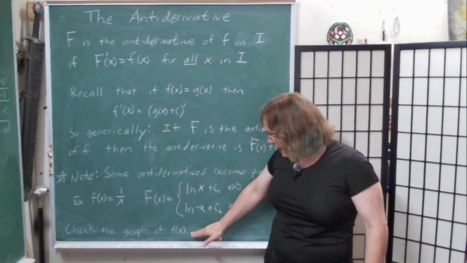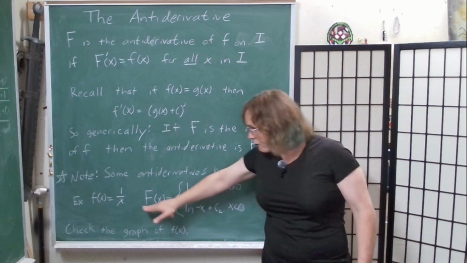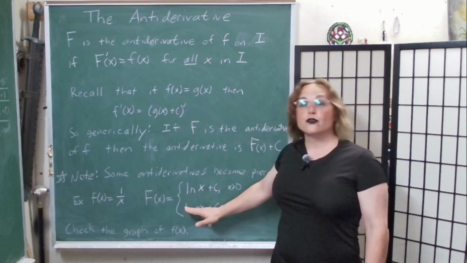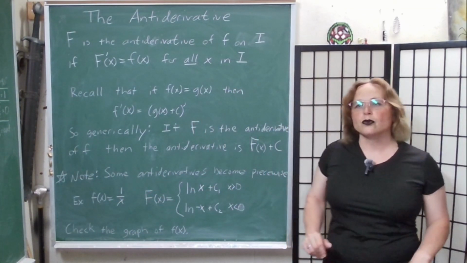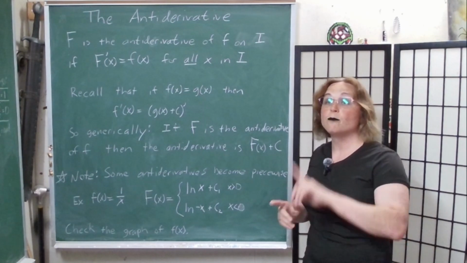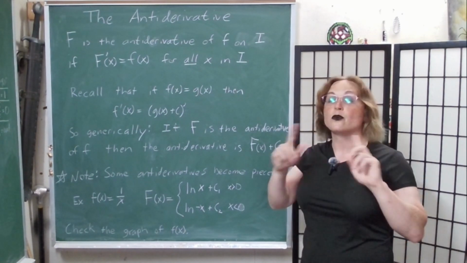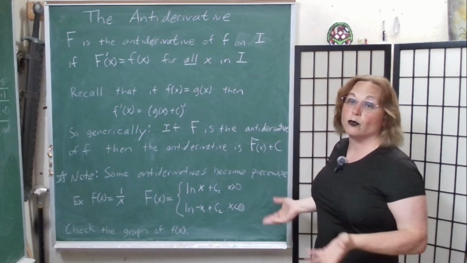So the thing I say here is always check the graph of your f of x when you're doing your antiderivative, just to make sure that you don't have a situation where you may have to shift things in order to account for that negative that wouldn't be there normally.